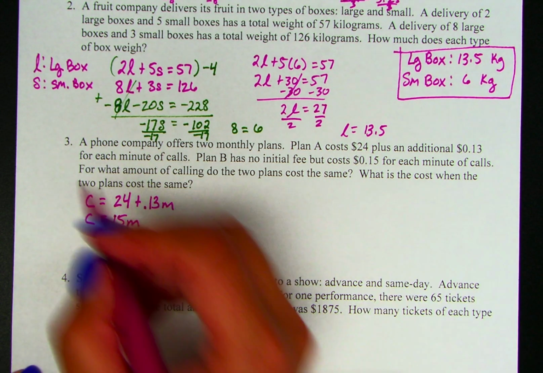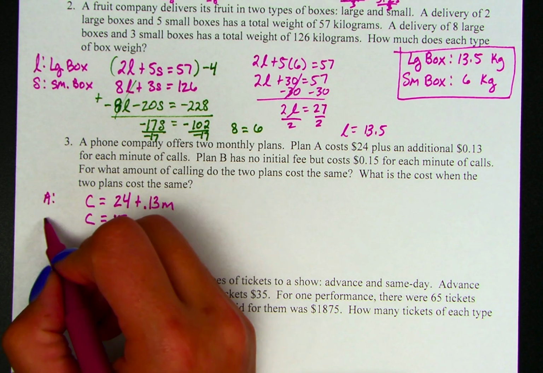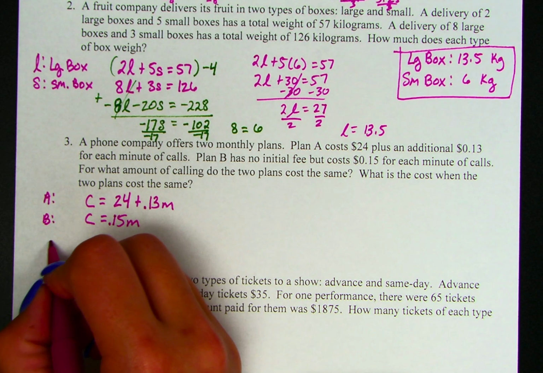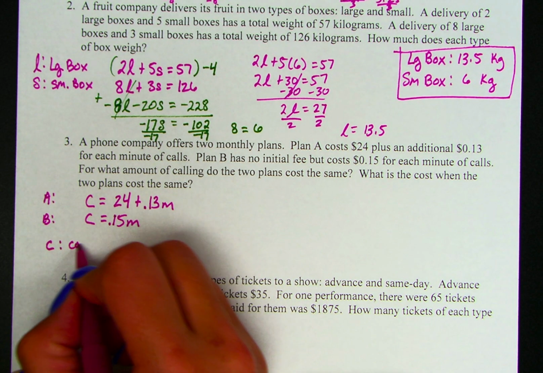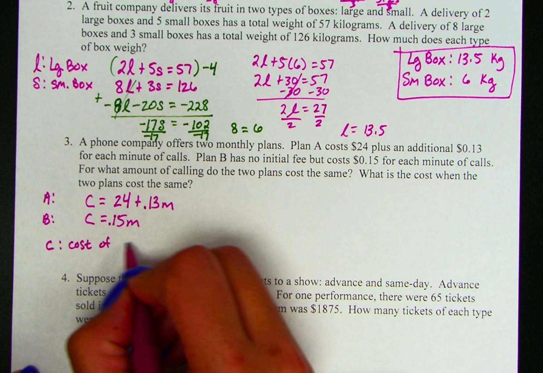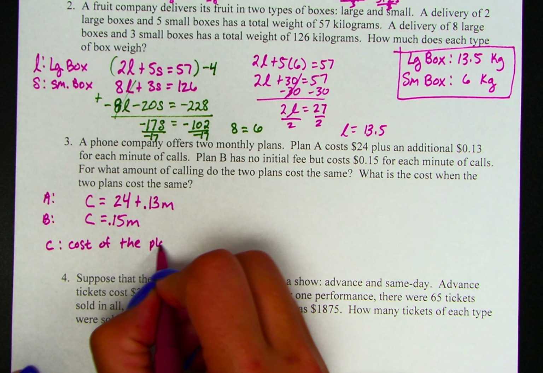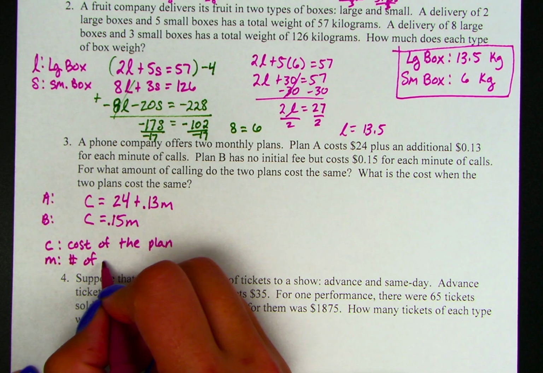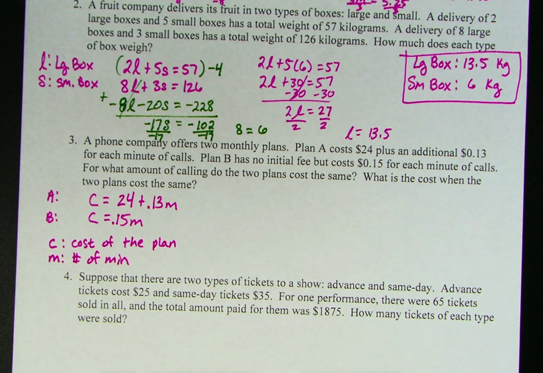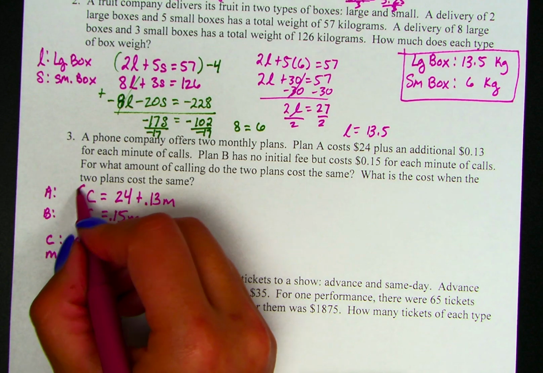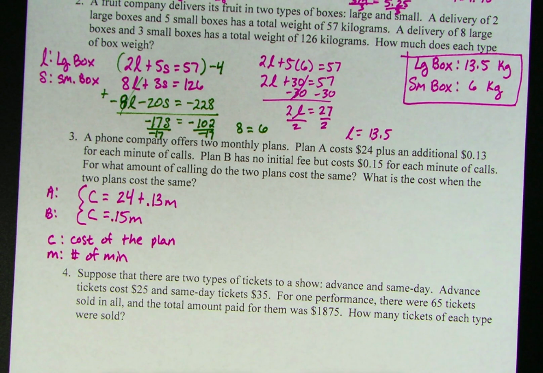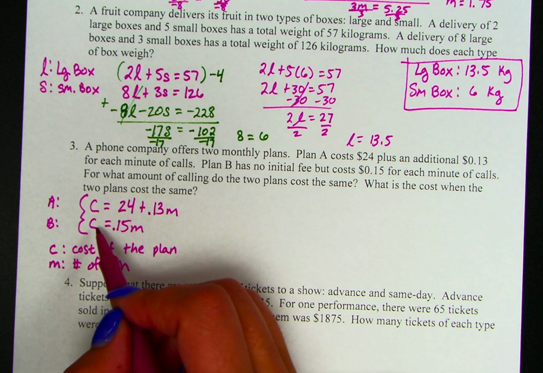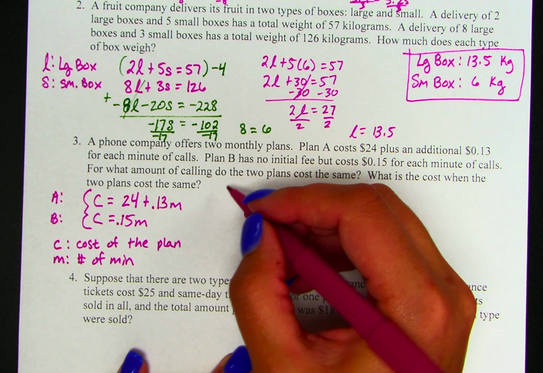So with the way that I had this set up, again, this was for plan A and plan B, my C represents the cost of the plan, and then M represents the number of minutes. Okay, so this is the system that I am solving for. So this time I'm going to use substitution, and because these are both solved for C already, I'm just going to set those equal to each other.